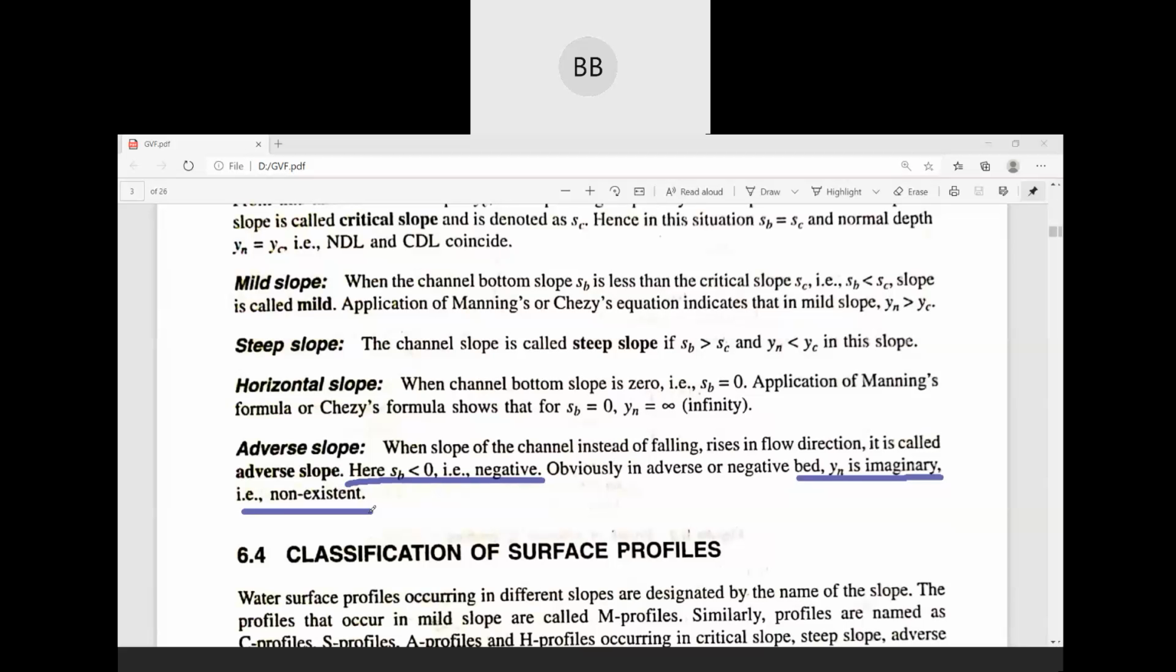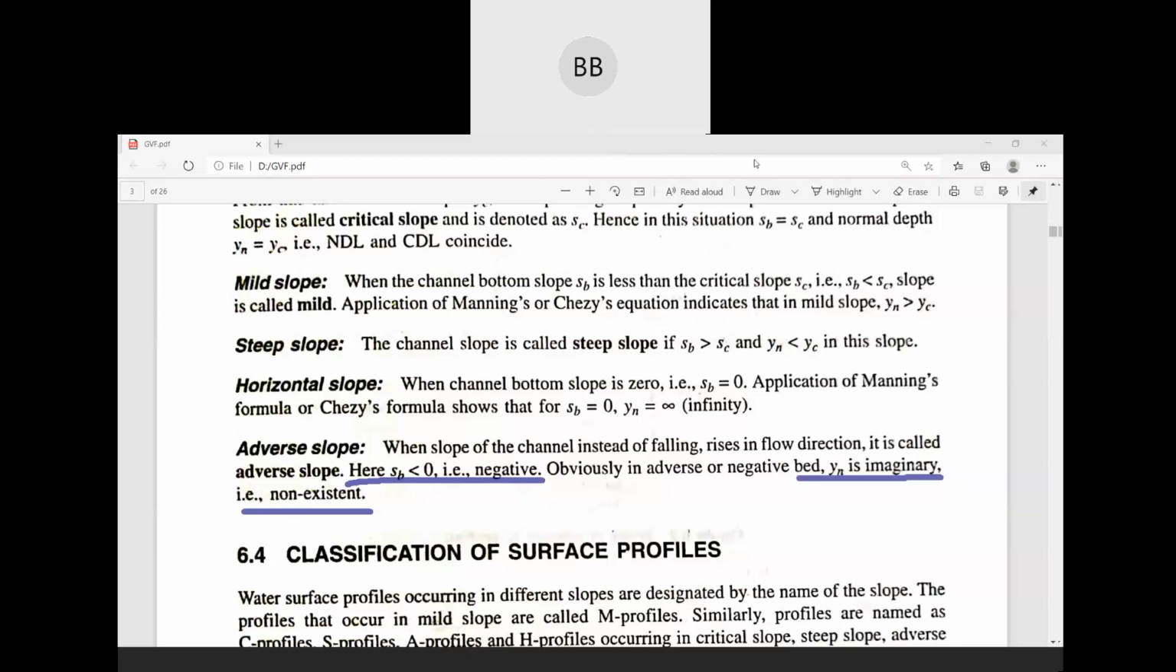Horizontal slope, your bed slope is 0 and your yn is infinity. Adverse slope, when your bed slope is less than 0, that is negative, so there will be an adverse or negative bed and your yn is imaginary or not existent. So these are the slopes, and based on the slopes we have some profiles. Those profiles we are going to discuss in the next class.